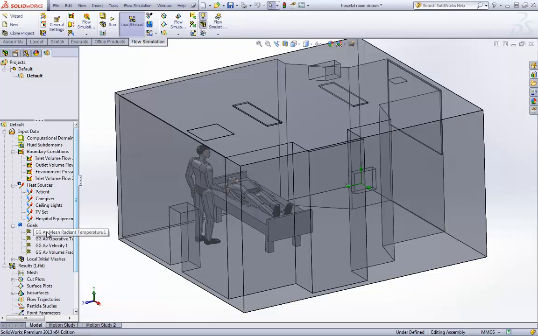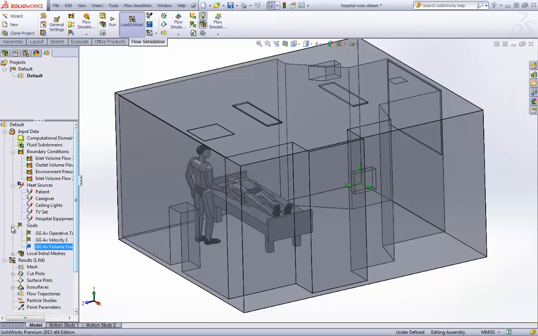The goals we have set up are just radiant temperature, operative temperature, average velocity of the air, and the volume fraction of the expired air, because that's one of the main things we're concerned about. We want to make sure that our ventilation system is adequately removing the contaminated air.